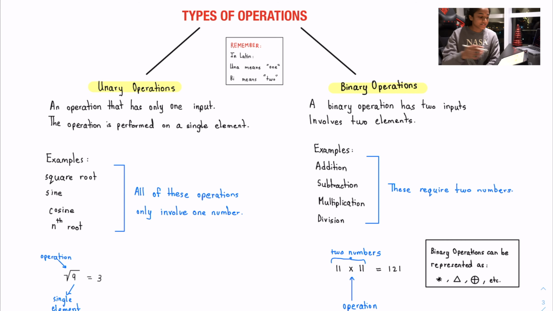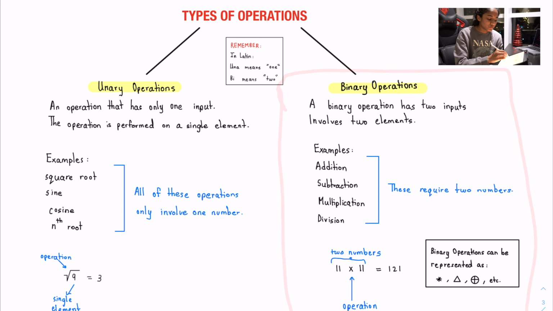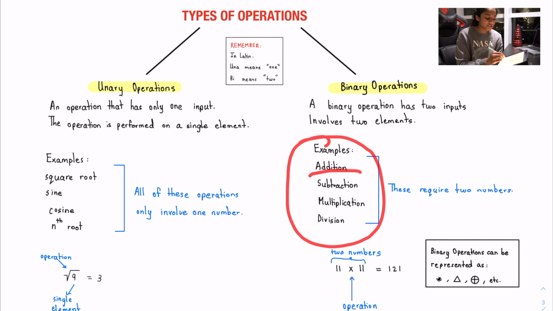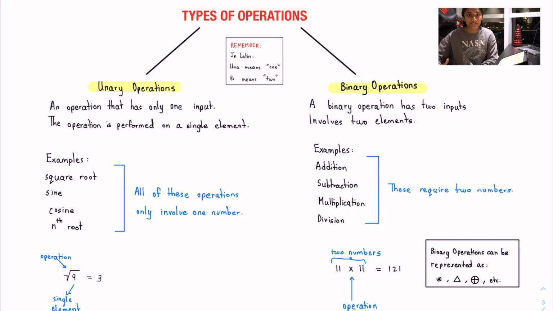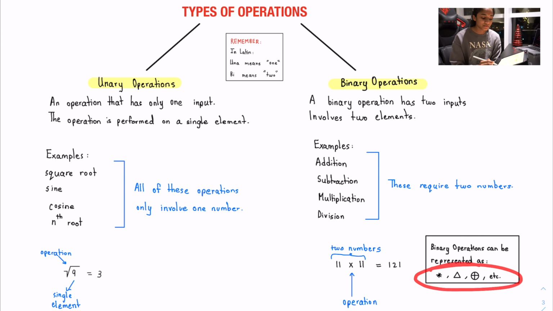Then we can look at binary, on the other hand, which is what we'll be focusing on. We know that addition, subtraction, multiplication, division, we need to have 2 numbers to be able to complete the operation. An example here would be 11 times 11 is 121. We needed 2 numbers to be able to complete the operation, and that's why it's called a binary operation. These can be represented by a bunch of different symbols. These are just some examples here.